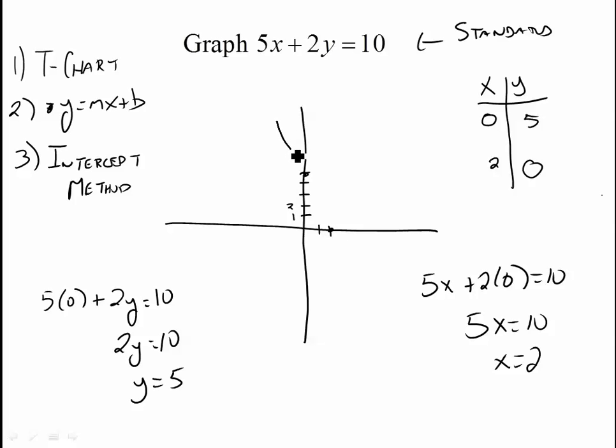I just have these two really important points, so I don't need any more. If I could draw perfectly straight, it would be a perfectly straight line. This is an adequate line because, again, I'm really sloppy at drawing these things. So this is the intercept method as an option when it's in standard form.